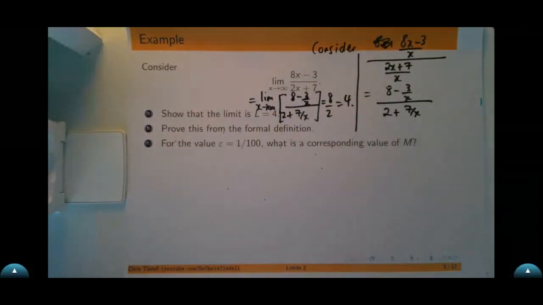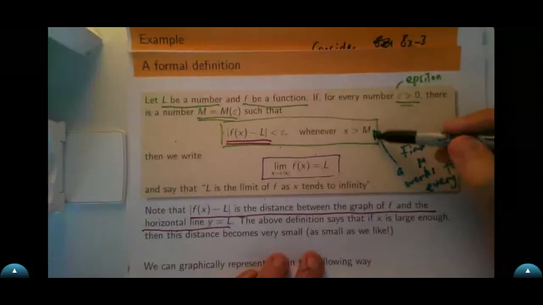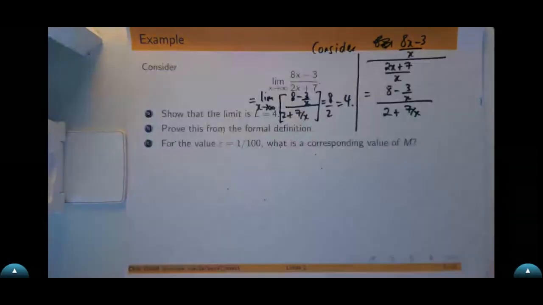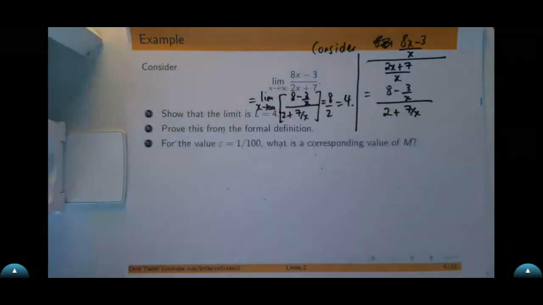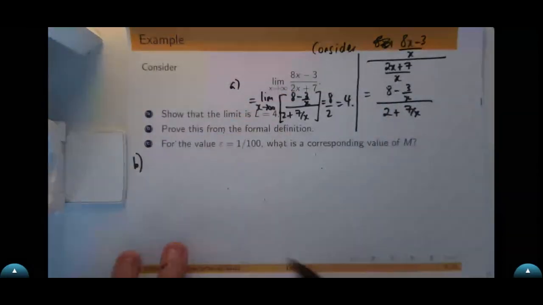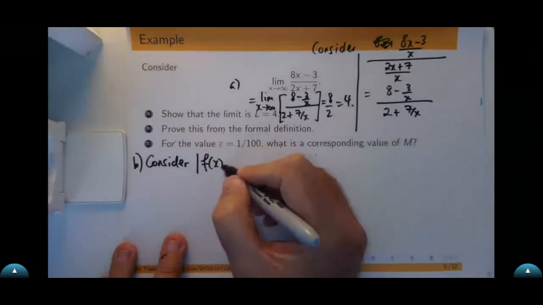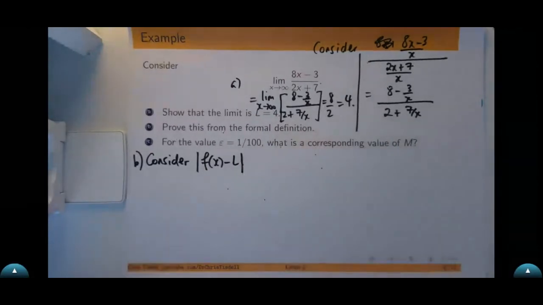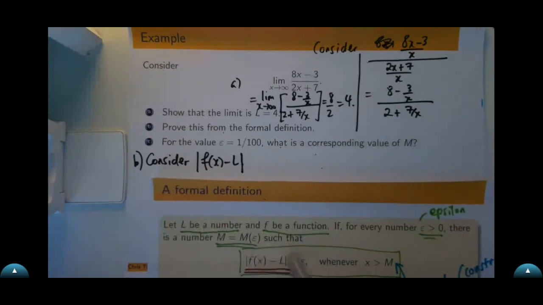So prove this from the formal definition. Now it gets a little bit harder because we want to show that we can actually find an M such that this is true. So the idea is to start with this left-hand side, simplify it as much as possible, and then solve an inequality. So that can be part A, part B. All right, so let's consider this. Basically, I'm just starting with this left-hand side of this inequality.